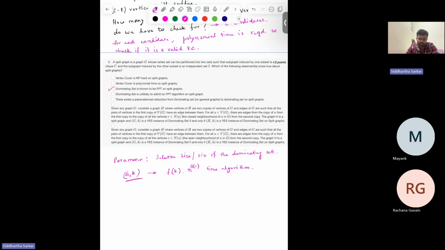You can also look at the next statement. So one of these statements is true. Either dominating set is FPT on split graphs, or it is unlikely to admit an FPT on split graphs. So if you want to say that this is false and this is true, then you should show some reduction from a known problem for which an FPT algorithm is not likely to the dominating set problem on split graphs. Okay.